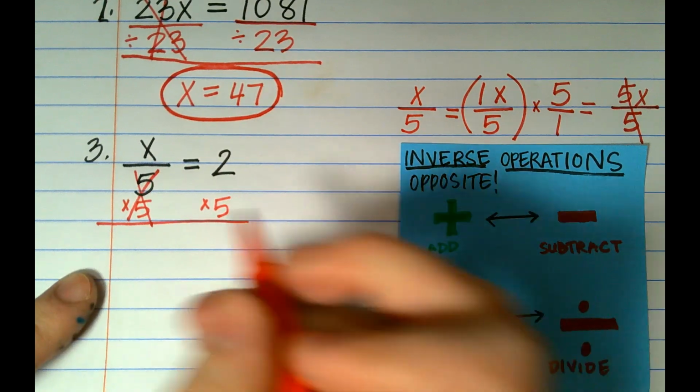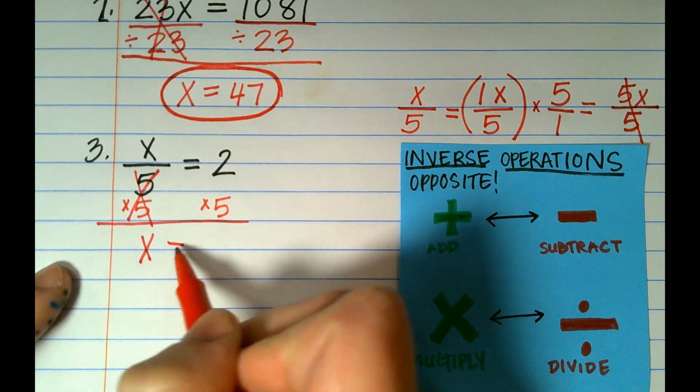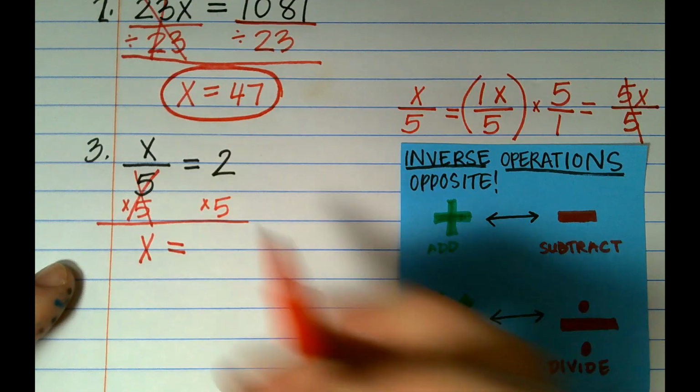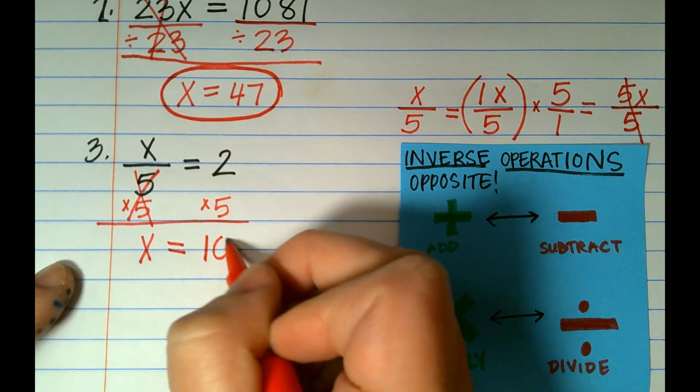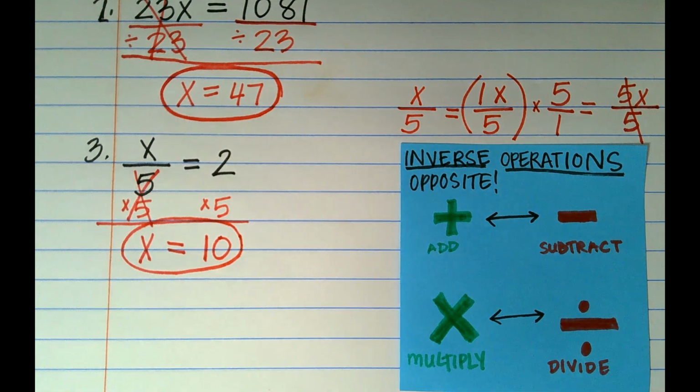So we get x all by itself. We'll bring down the equal sign, and it would be 10. And we could check our answer. How could I check my answer here?